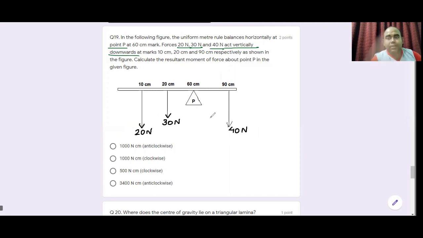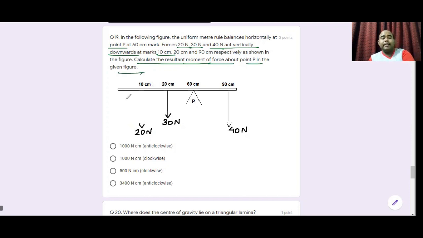These three forces, they are acting vertically downwards at which marks? 10 centimeters. So 20 Newton is acting at 10 centimeter, 30 Newton is acting at 20 centimeter and 40 Newton is acting at 90 centimeter respectively. And this is also given in the question, drawn in the diagram. Okay, now calculate the resultant moment of force about point P.